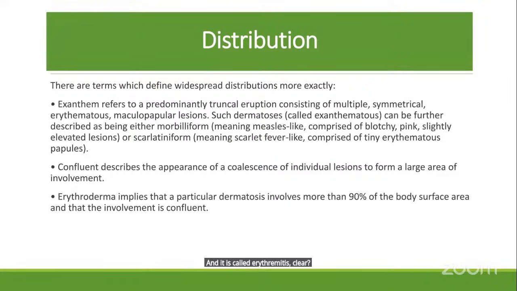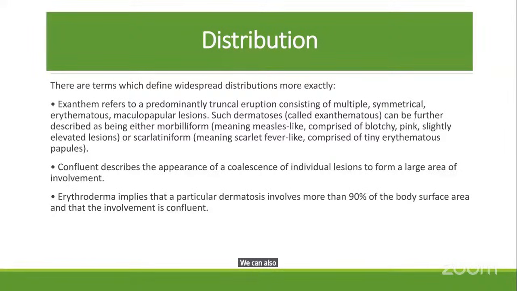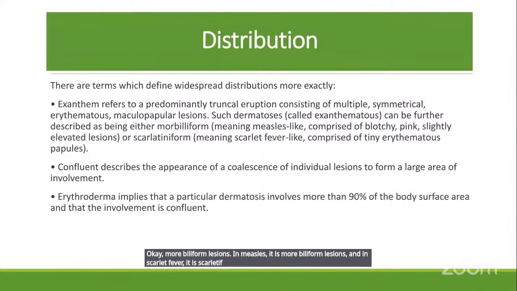Clear? Multiple symmetric erythematous macular papulation are called exanthem. It is according to dermatos. We can also say, in measles, it is called morbilliform. Morbilliform lesions in measles, and in scarlet fever, it is scarlatiform lesions. You can tell like that.